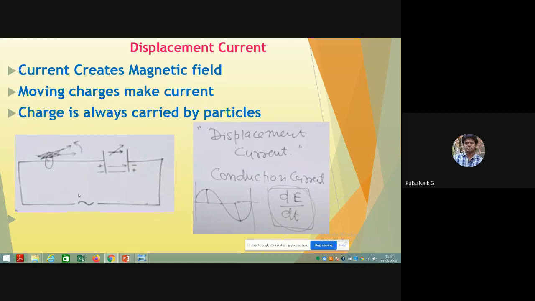Without changing of this sinusoidal, it is not possible to have a magnetic field between two parallel plates here. So with the changing of the electric field with time, a magnetic field will be created between them. There is an electric field in between two parallel plates. So this is the main concept of displacement current.